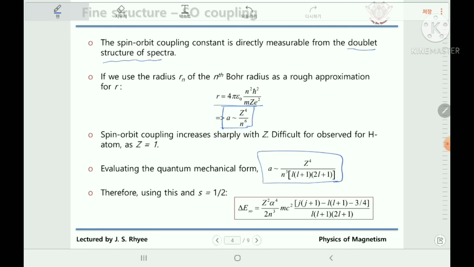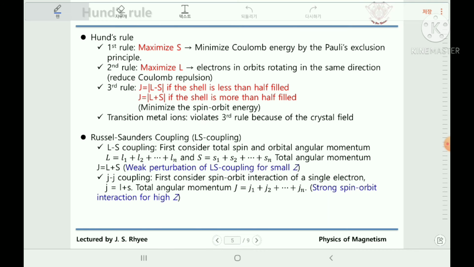The quantum mechanical form of the spin-orbit coupling is like this. When we write down the explicit form for the spin-orbit interaction with S equal to 1/2, it is like this. You do not need to remember this formula, but you can understand the concept of spin-orbit interaction. Anyway, an important set of rules you should remember is Hund's rules. Hund's rules tell how to calculate the angular momentum and magnetic moments. There are three Hund's rules, and they are very important.